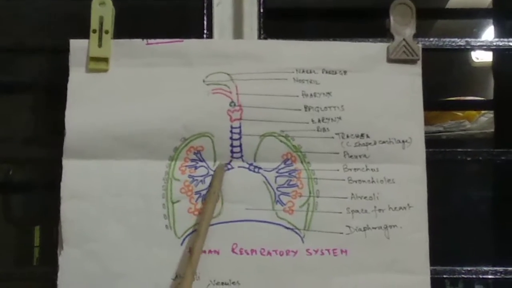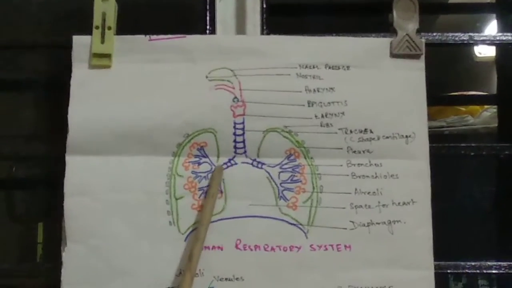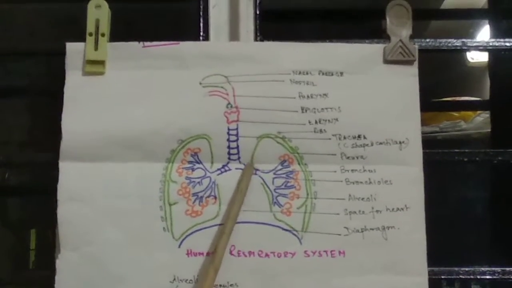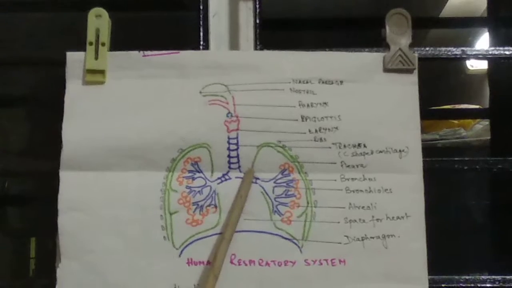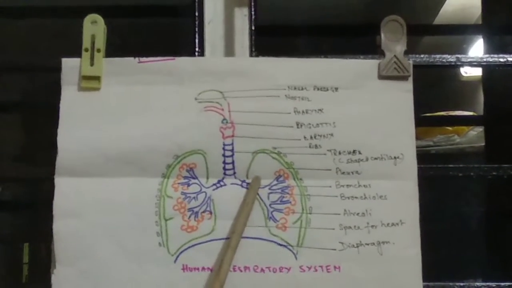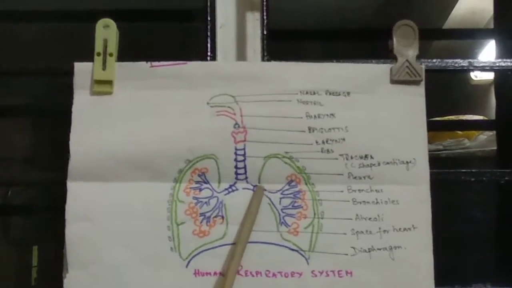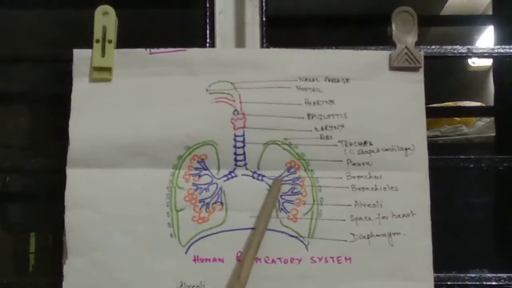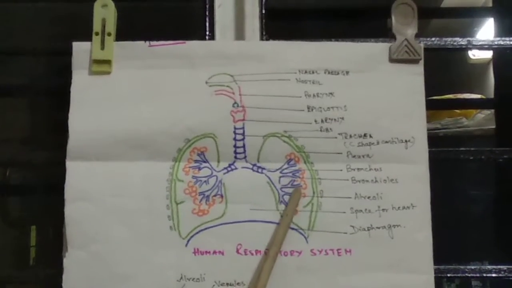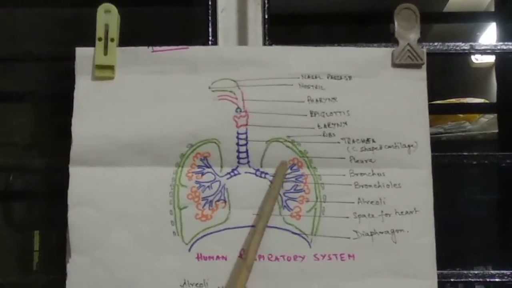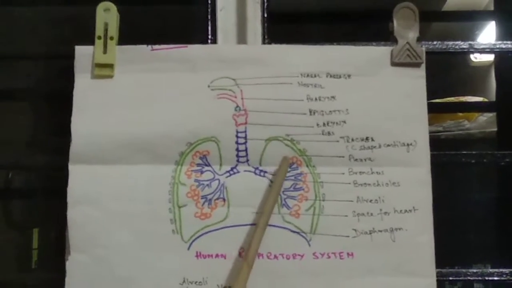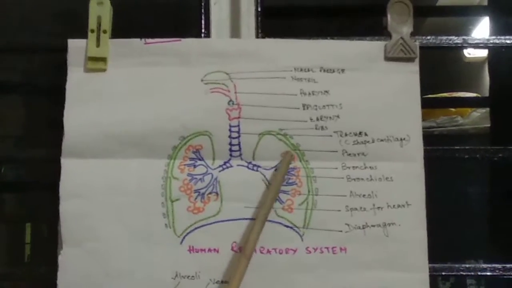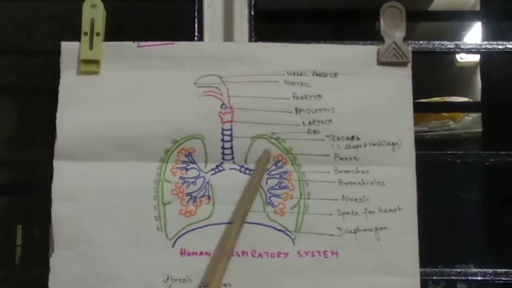Next, this windpipe or trachea divides into two branches. These are called bronchi, plural, and bronchus, singular. The bronchus is also provided with C-shaped cartilage. This bronchus now divides into several small branches called bronchioles and enters the lungs. These bronchioles finally end up in balloon-like delicate structures called air sacs or alveoli.